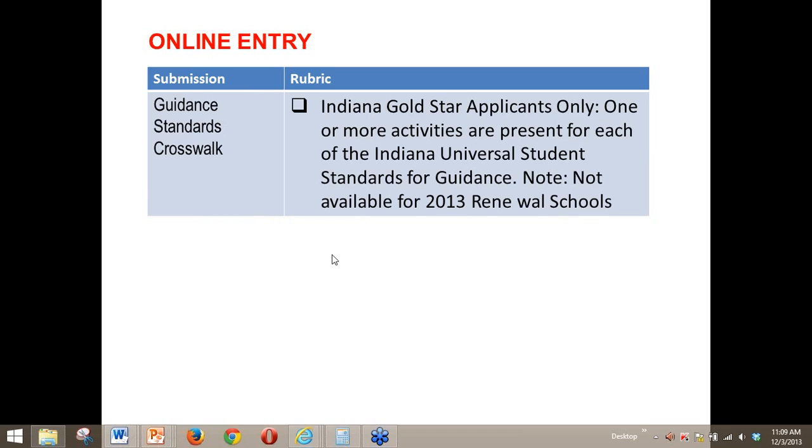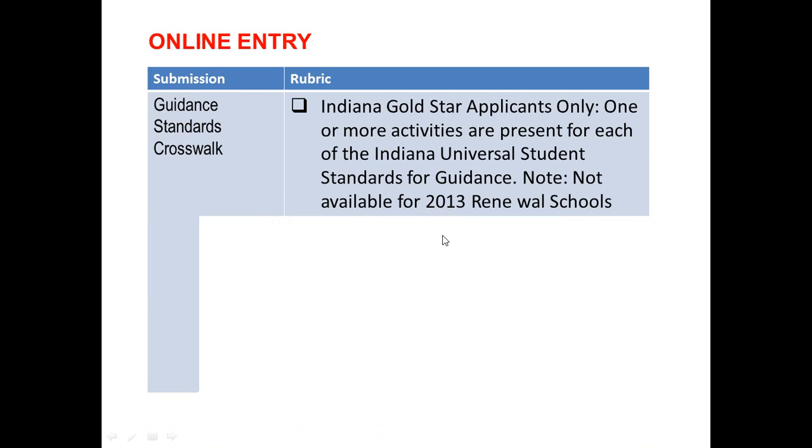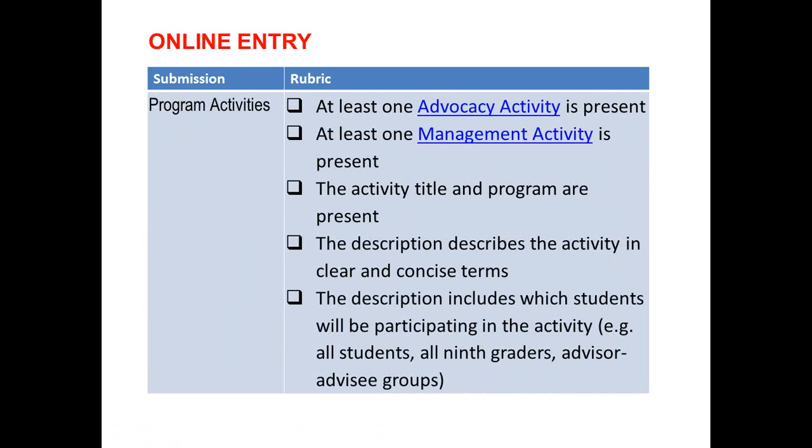They will look at the guidance standards crosswalk, and they'll make sure that there are no red flags in that crosswalk, that there's at least one activity for each of the student standards that are listed there. This says this is not available for the 2013 renewal schools, but you'll be renewing in 2014, so it is there for you guys.